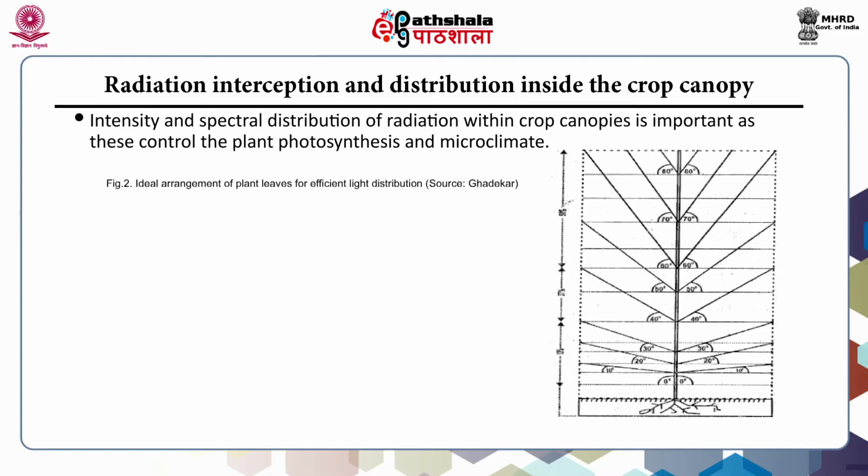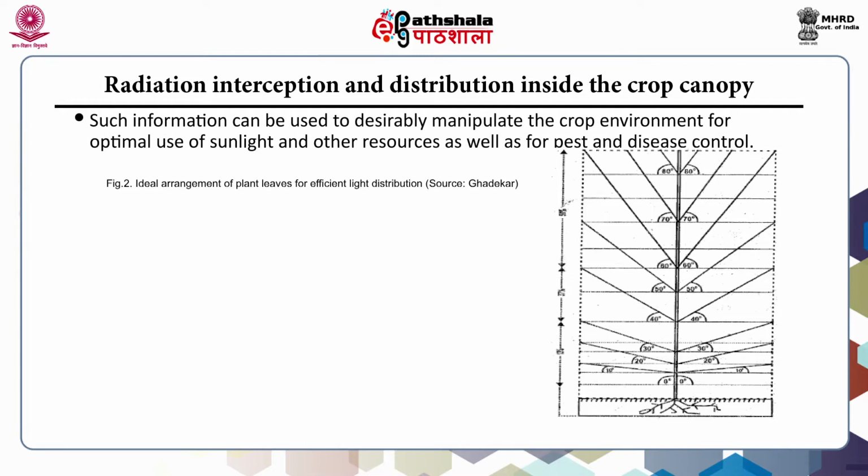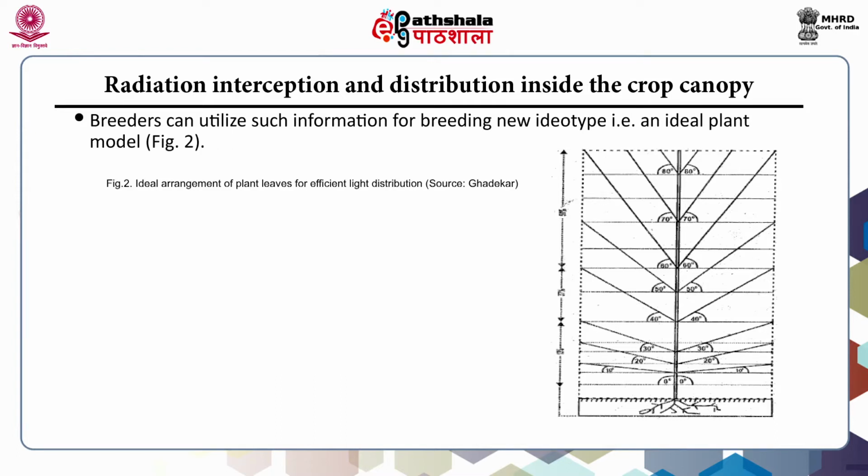The intensity and spectral distribution of radiation within the crop canopy is important as these control the plant photosynthesis and the microclimate. Such information can be used to desirably manipulate the crop environment for optimal use of sunlight and other resources as well as for pest and disease control. The breeders can utilize such information for breeding a new ideotype, that is an ideal plant model.